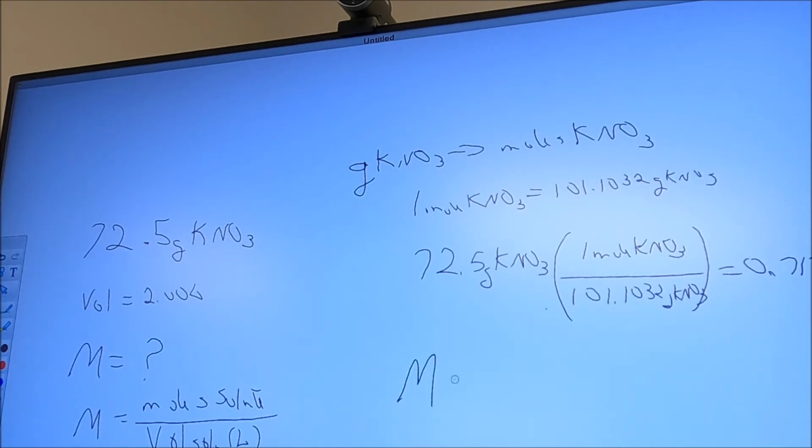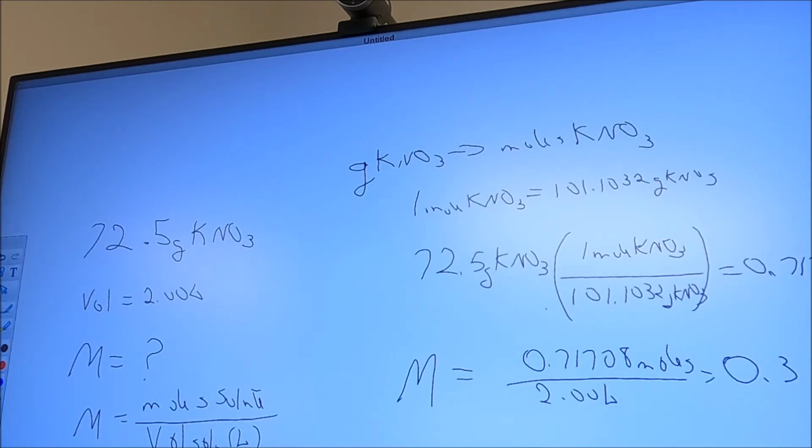So to calculate the molarity, it's going to be the 0.71708 moles divided by 2.00 liters. I get 0.3, and thinking about significant figures, this had 3 sig figs, this had 3, so it's going to be 0.359 moles per liter. Or you could just write the big M. Everybody see where everything came from? Just kind of a reminder of what we did last semester.